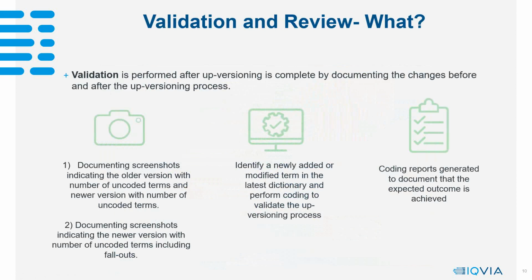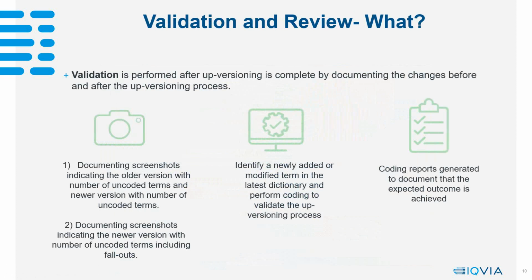So validation is performed after upversioning is complete by documenting the changes before and after the upversioning process. In IQVIA, it's standard practice to complete the validation within 5 days of upversioning. And the validation process includes documenting screenshots indicating the older version with the number of uncoded terms and the newer version with the number of uncoded terms. This is done to ensure that all the terms in the study were impacted by the process, and it also gives a picture of the fallout terms and how much recoding would be required.